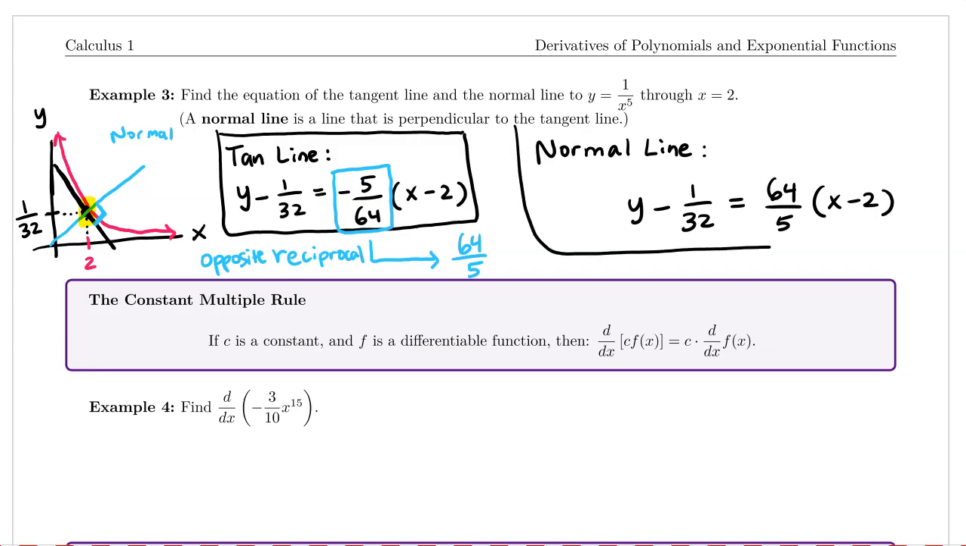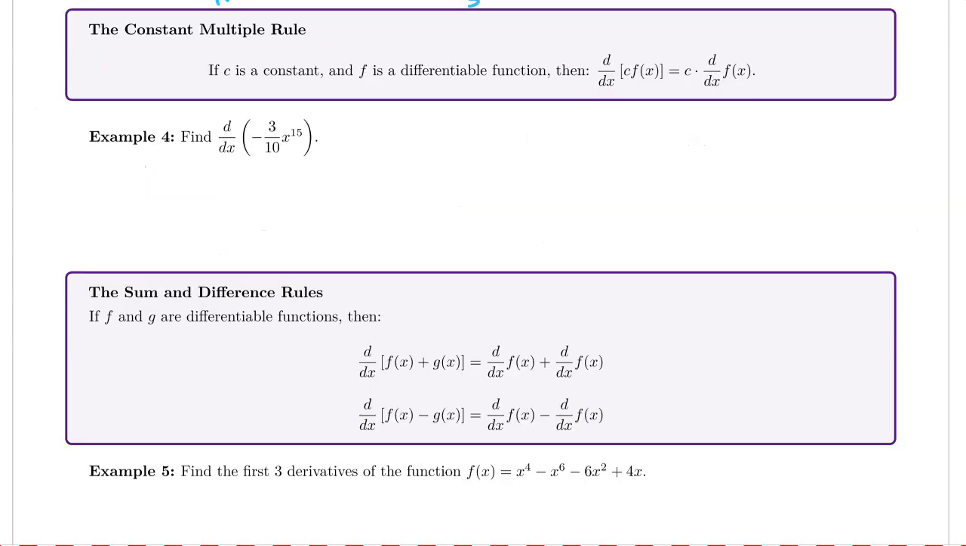So here is the equation for our normal line. The constant multiple rule says if c is a constant and f is a differentiable function, then the derivative of a constant times a function is equal to, I can pull out the constant and then just take the derivative of the function and multiply those things.